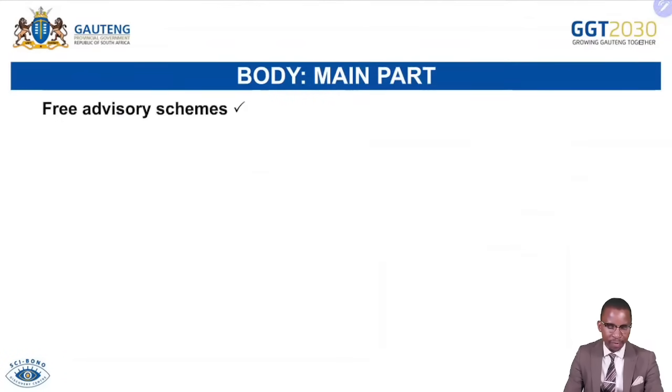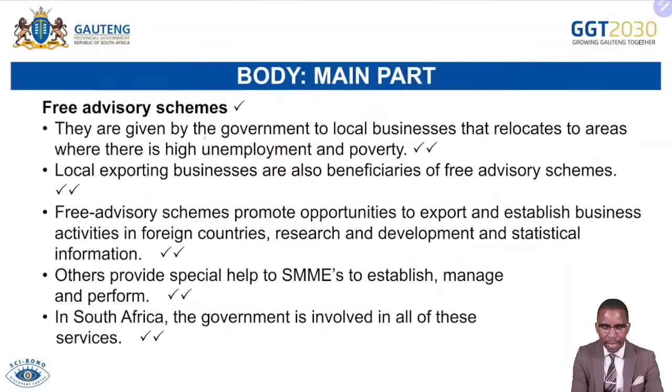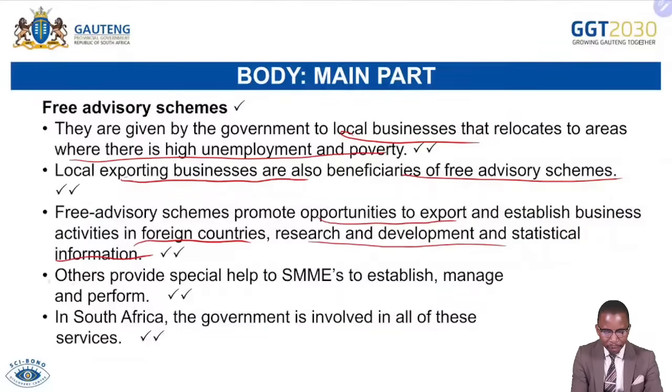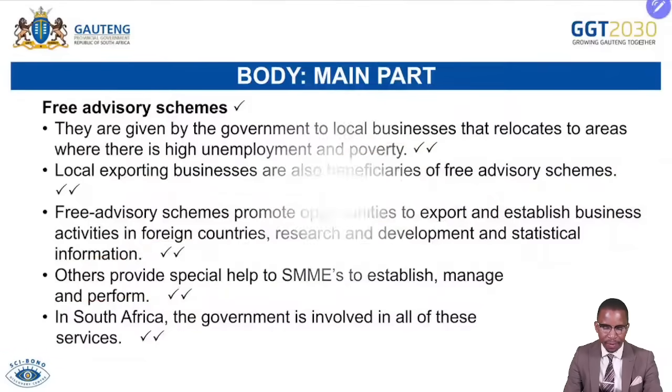Free advisory schemes or services. They are given by the government to local businesses that locate to areas where there is a high level of unemployment and poverty. Local exporting businesses are also beneficiaries of free advisory schemes or services. Free advisory schemes promote opportunities to export and establish business activities in foreign countries, research and development, and statistical information. Others provide special help to SMMEs to establish, manage, and perform. In South Africa, the government is involved in all of these services.